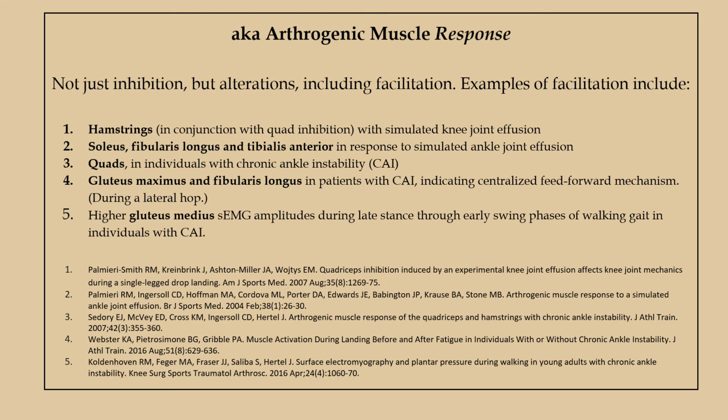The soleus and peroneals that we just talked about in the last slide in other situations can be facilitated in response to ankle effusion. And the glute medius, which is known to often suffer inhibition in patients with ankle issues in the fifth study here, in other situations can be facilitated in certain phases of gait. The fourth study is interesting. It shows that glute max and the peroneals again can be facilitated, and the authors speculated that this was a feed-forward mechanism. The brain was prepping the muscle in anticipation of a functional exercise, knowing that other muscles were inhibited to make up the difference.